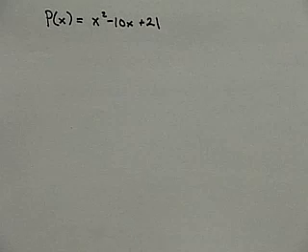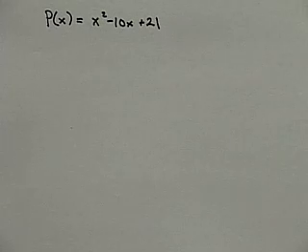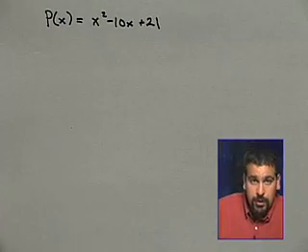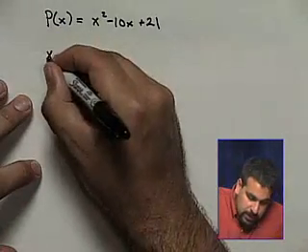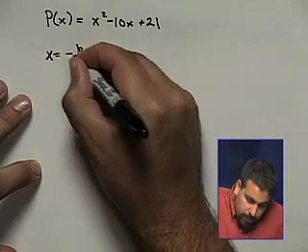Here we're asked to use the vertex formula to find the coordinates of the vertex, and then we're asked to graph this function by hand. We're given the function p of x equals x squared minus 10x plus 21. So in order to find the vertex, we'll make use of the vertex formula, which tells us that x is equal to negative b over 2a.